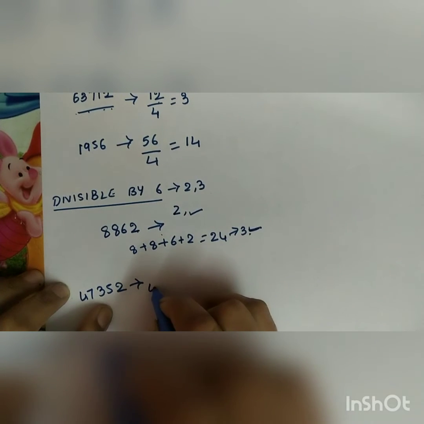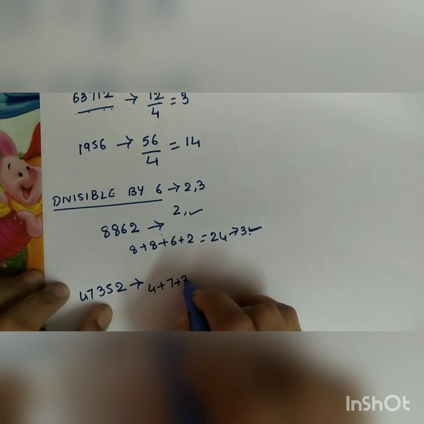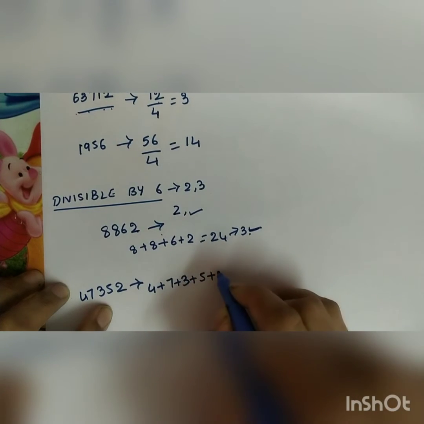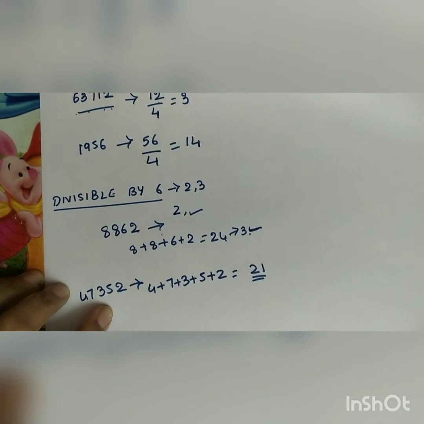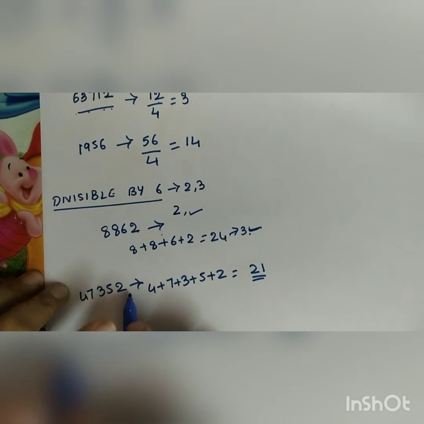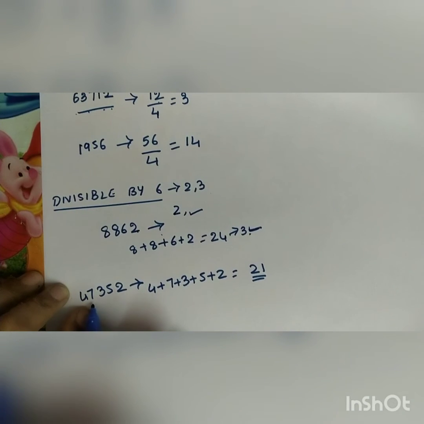Further, when we add the numbers to find the divisibility test for 3, I get the answer as 21. 21 is further divisible by 3. So we can say that this number is divisible by 2 and 3, which also means that this particular number is divisible by 6.